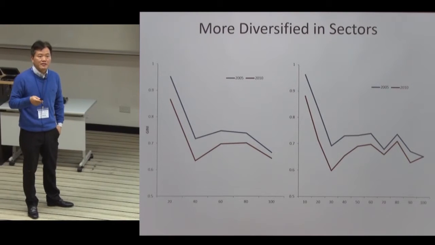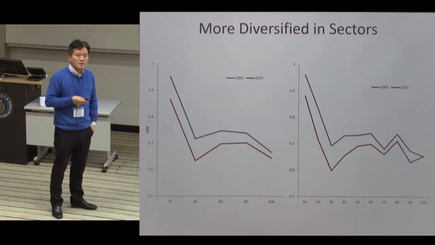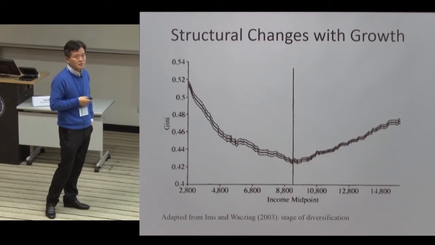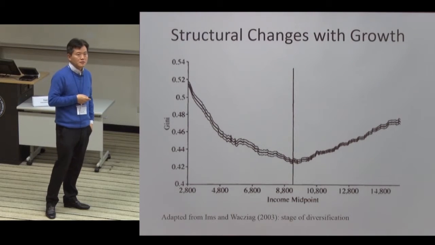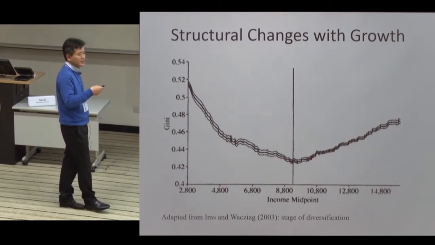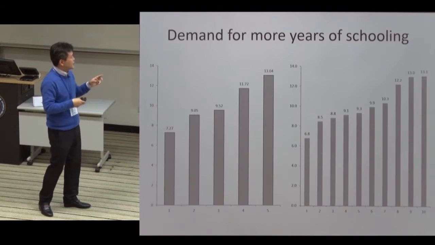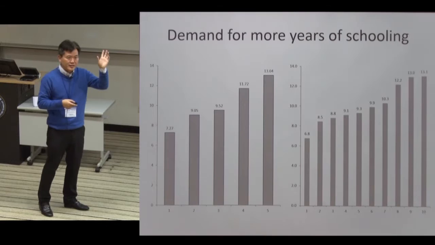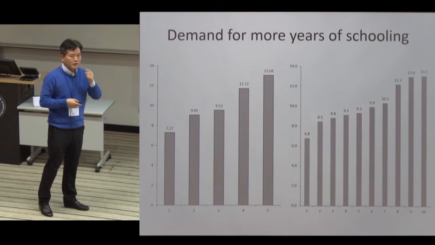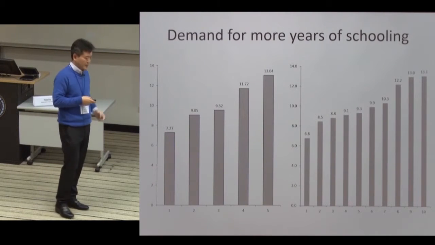In each job we have the number of employment. We have 5,000 jobs. And for each quintile, we calculate the Gini of that, the dispersion.